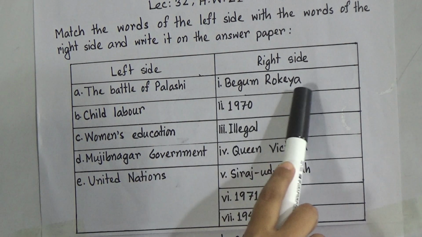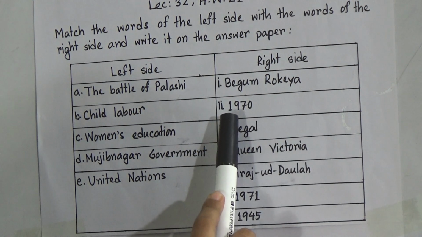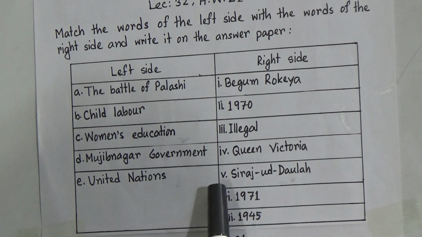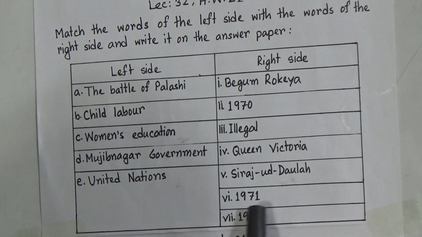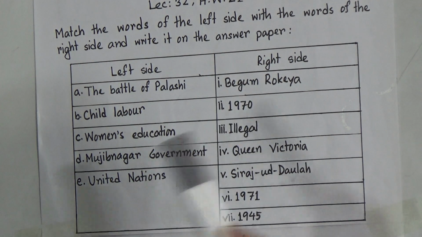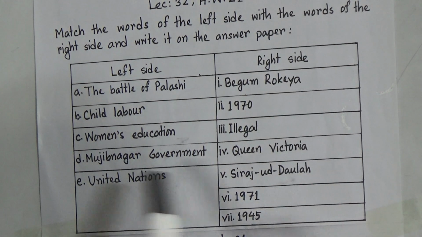Number 1, Begum Rokia. Number 2, 1970. Number 3, illegal. Number 4, Queen Victoria. Number 5, Shirajudollah. Number 6, 1971. Number 7, 1945. So these are on the right side. Now we will match the left side with the right side.